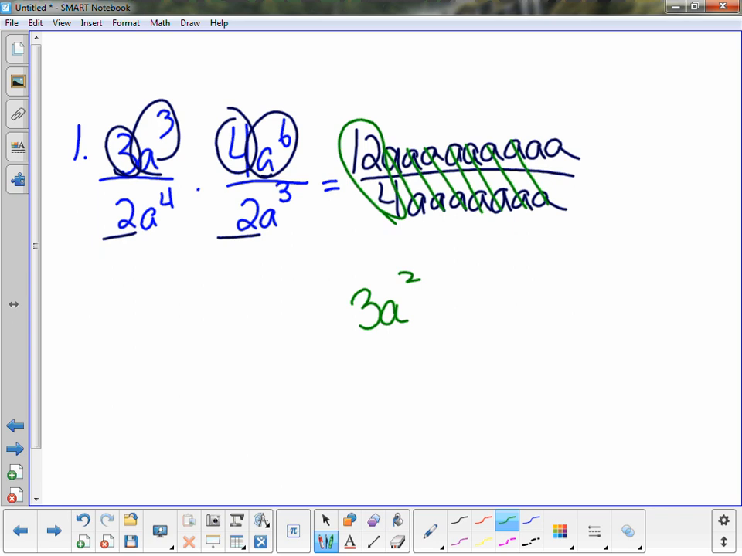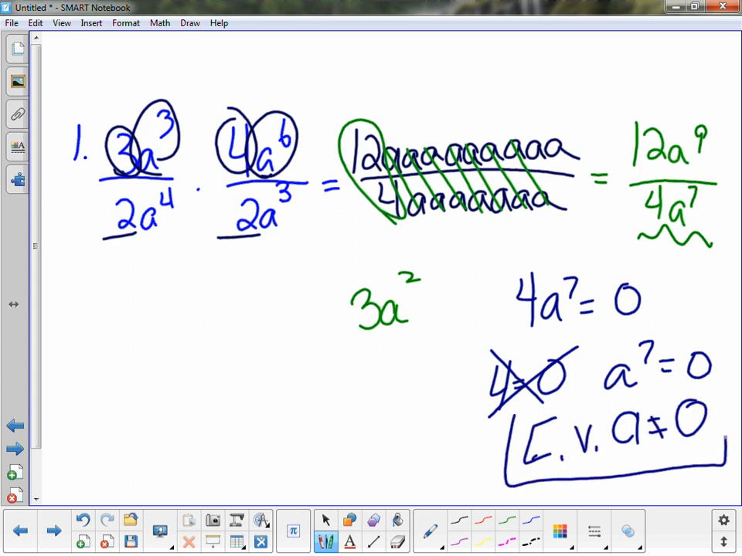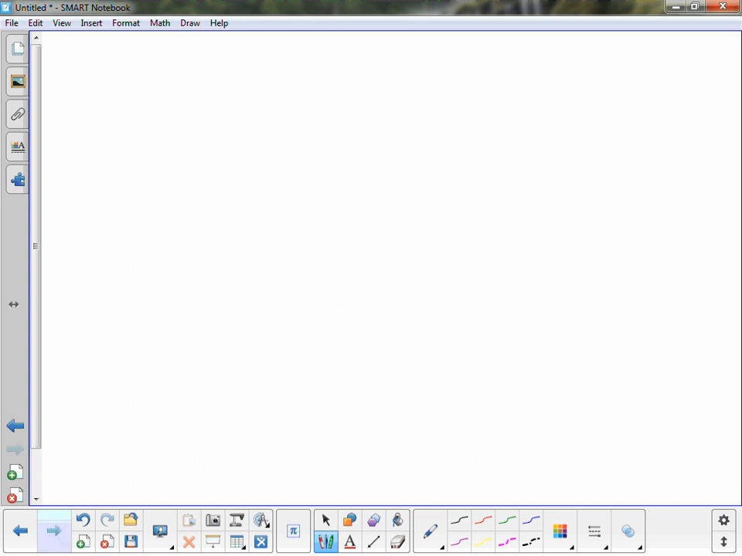But this question also asks us to state the excluded values. So I'm just going to write what we had here. This was 12a to the 9th over 4a to the 7th. I need to set this denominator equal to 0 to get that excluded value. So 4a to the 7th is equal to 0. Well, let's set both of these equal to 0. Well, 4 equal to 0 is never going to happen, and the only way a to the 7th is going to be 0 is if a is equal to 0. So my excluded value is that a cannot be 0.